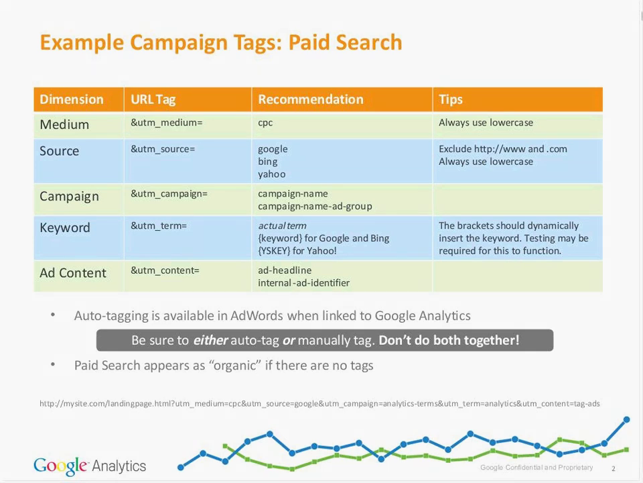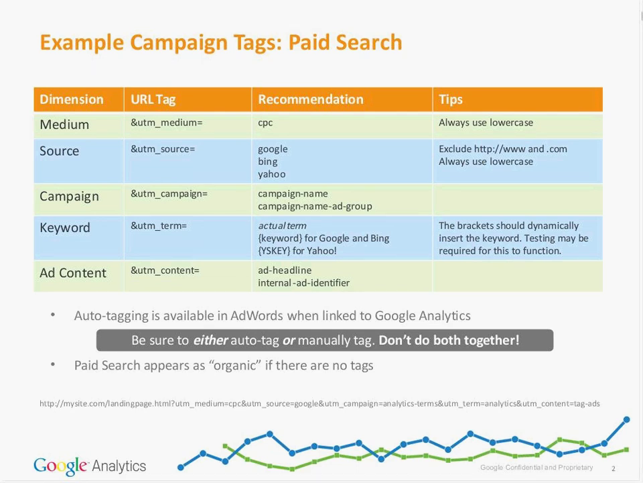So if you set CPC, also be sure you set the source. And again, we recommend just using the name of the engine rather than the entire URL. It makes for easier analysis. Also want to make sure that you either set the actual keyword or that you use dynamic bracketed keyword insertion, as you can see here. And then finally, it's up to you as to what you set for campaign and ad content.